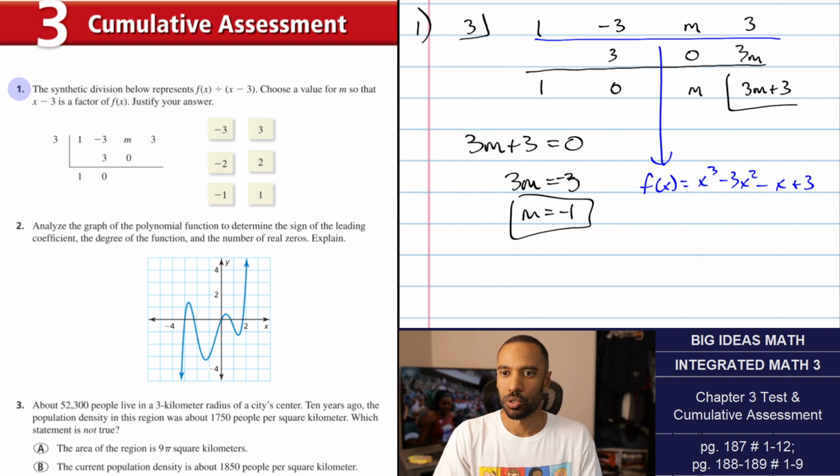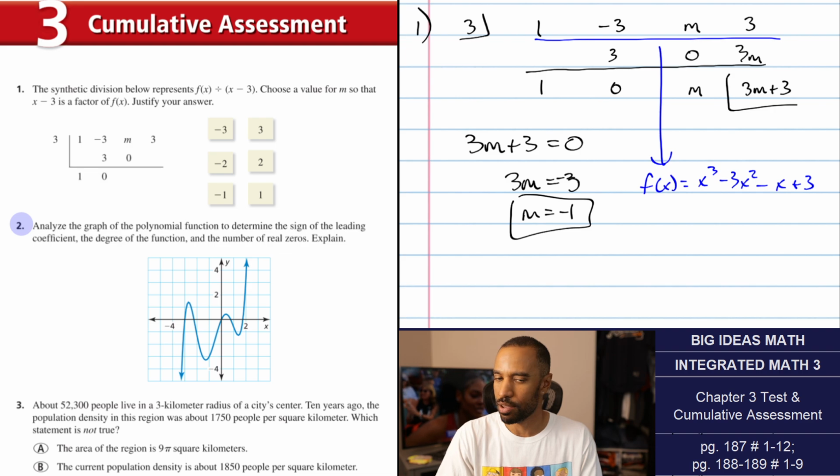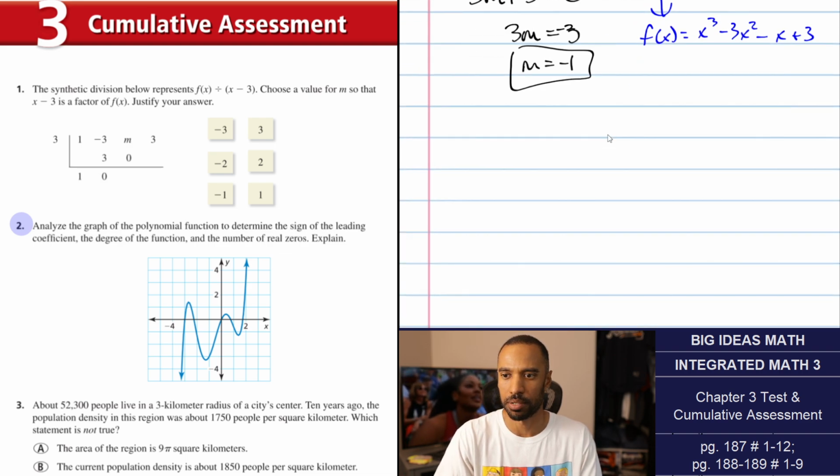Okay, let's go to number 2. Analyze the graph of the polynomial function to determine the sign of the leading coefficient, the degree of the function, and the number of real zeros.